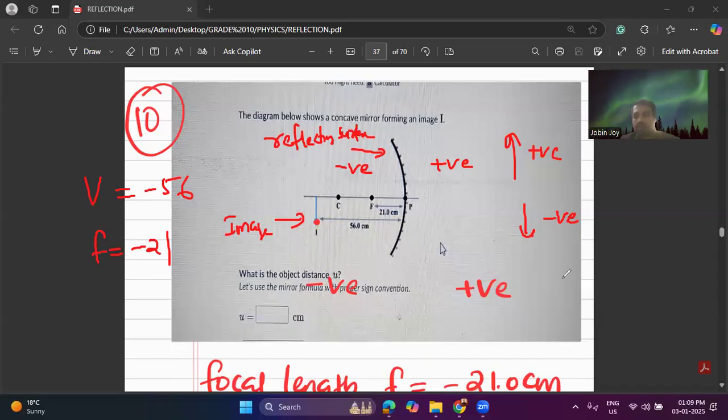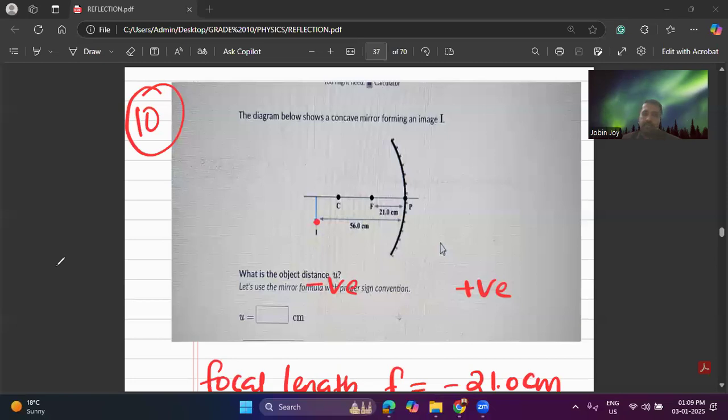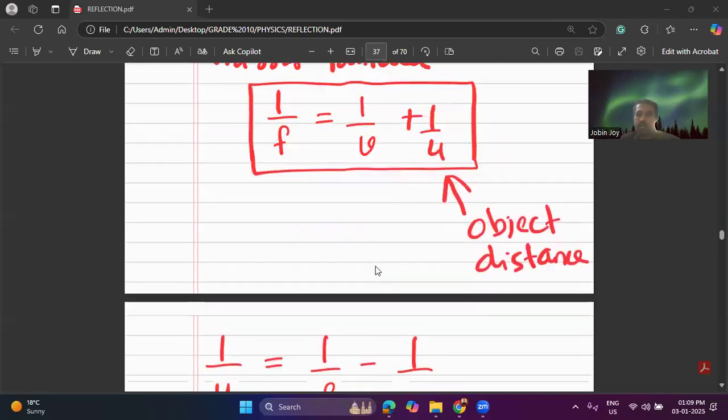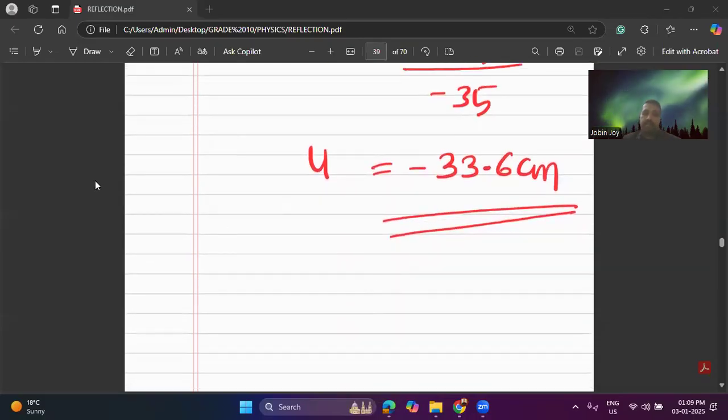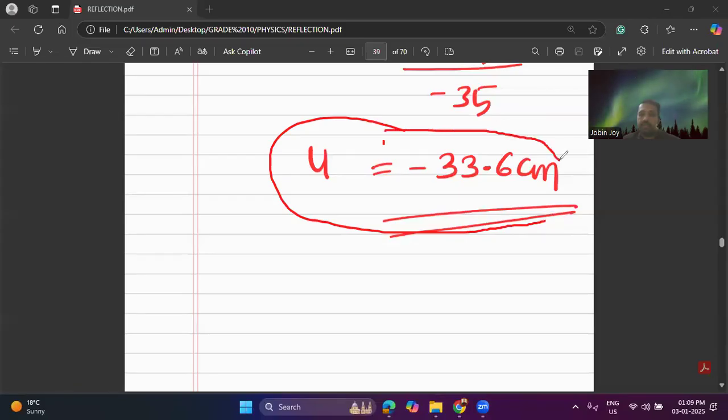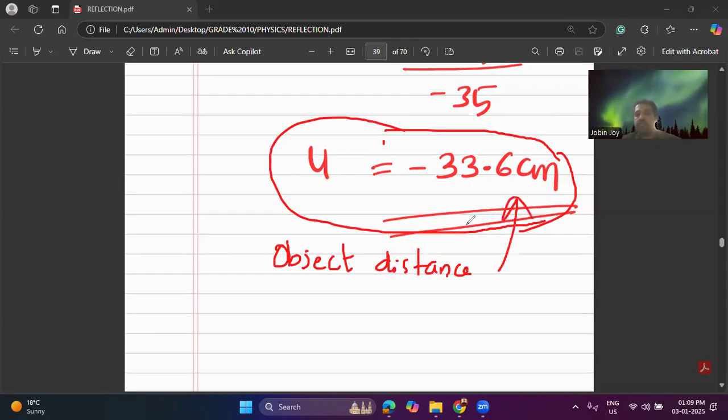We have the equation. What is the equation? 1 by F is equal to 1 by U plus 1 by V. So we have F, we have V. Solving this equation, you will be getting U. Direct substitution and solve it. So the answer is minus, this is the object distance. Object distance is minus 33.6 centimeter.